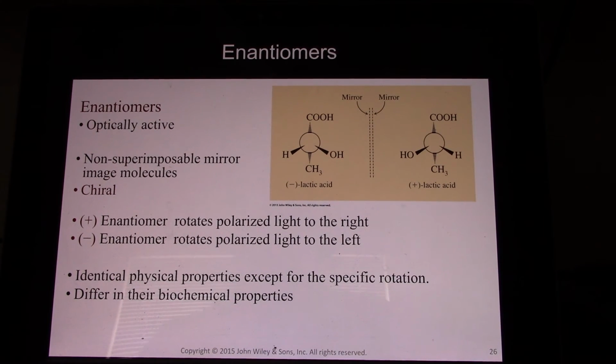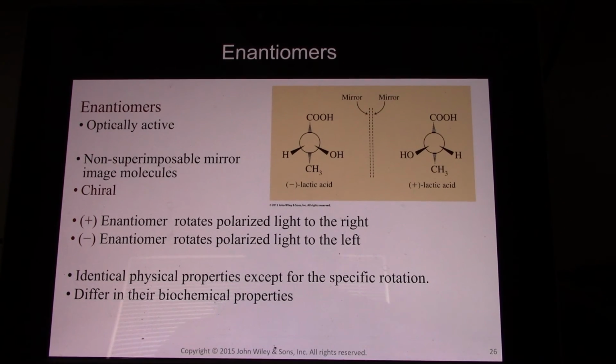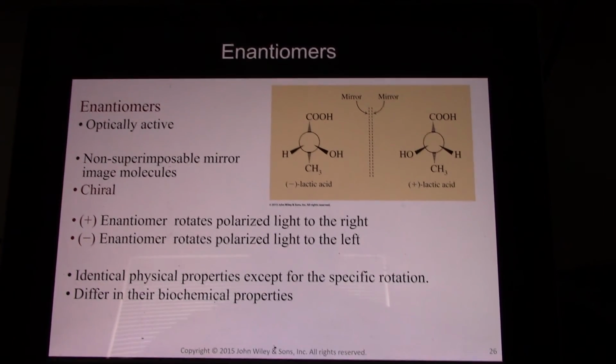So we call these types of mirror images enantiomers. Positive enantiomers rotate light to the right. Negative enantiomers rotate light to the left. And they have identical physical properties except for the specific rotation of light. That's actually not true.